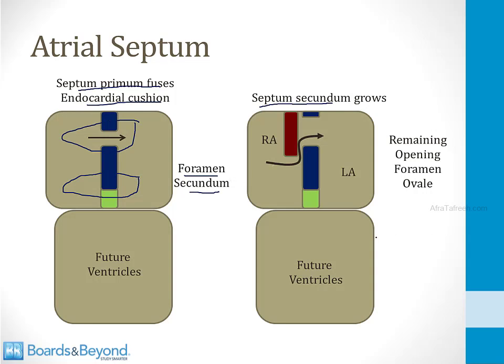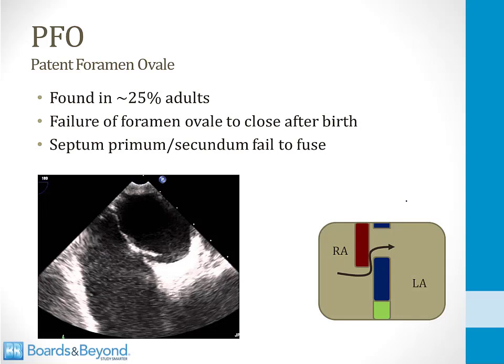At this point, you have a situation where the septum primum, shown in blue here, functions like a valve. Pressures in the fetus are very high in the right atrium, so it will push this septum primum to the right and allow blood to flow between the two chambers, as I've shown with my black arrow here. And this opening between the two chambers formed by the septum primum functioning as a valve is called the foramen ovale. At the time of birth, the foramen ovale should close.